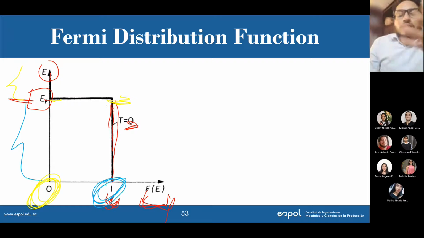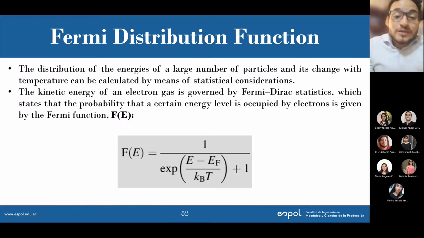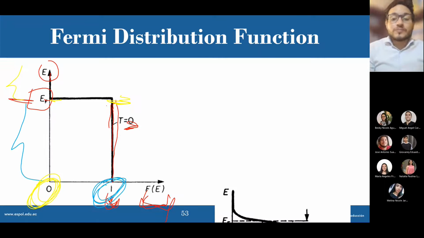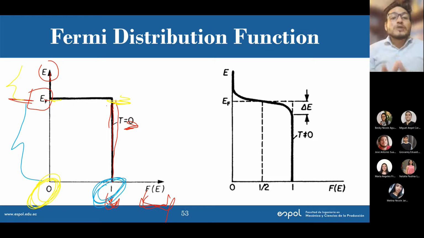Now, what happens, as Miguel said, when t is not equal to 0? Well, you guys can just go and plot this function on your computer, and you'll see it actually looks like this. What happens when t is not equal to 0? So you see there's actually a gradual change, right?